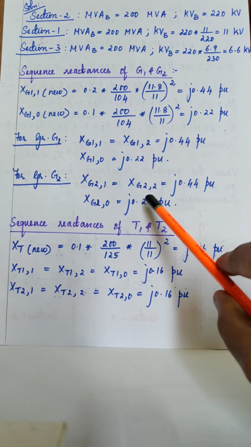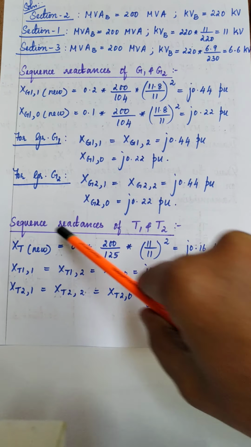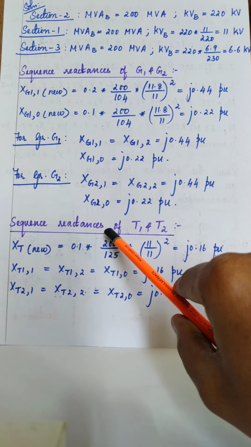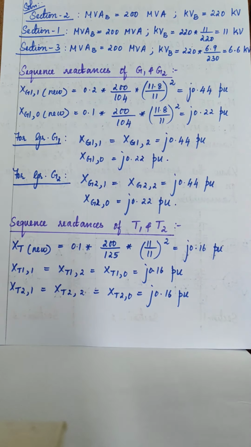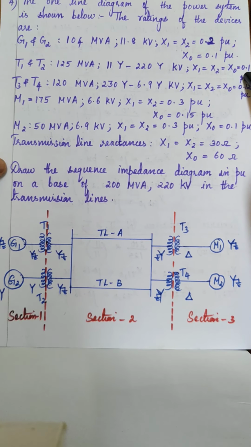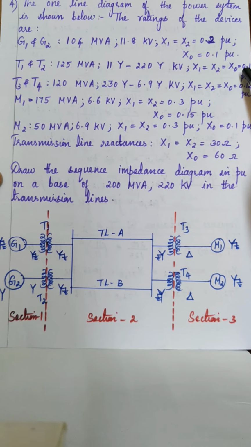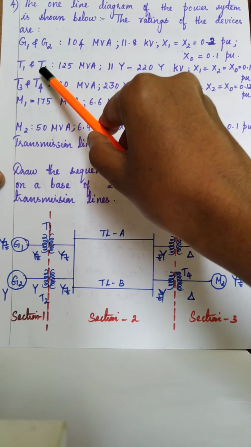Coming to transformers T1 and T2, similar transformers. So we are writing a common heading, sequence reactances of T1 and T2. For the transformer, all the three sequence reactances are the same, the old values being 0.1 per unit. Now we are going to find the new per unit value of T1 and T2.